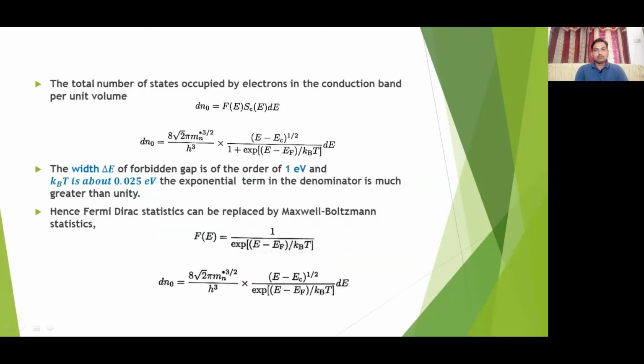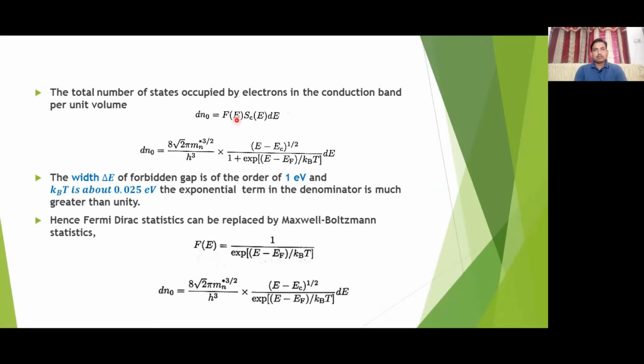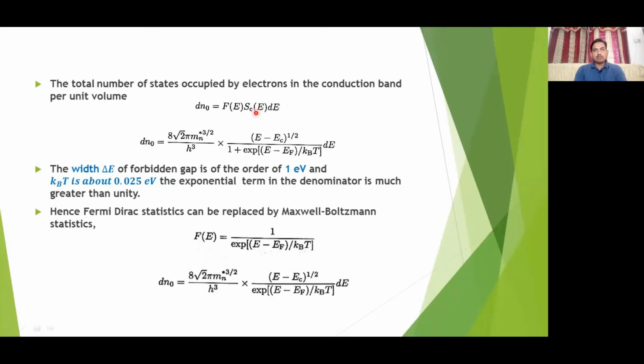So we come back toward the mathematical description of it. dn0, the concentration of electrons in the energy range dE, is equal to f of E times Sc of E. Sc is for the density of states of the electrons, and dE is the energy interval. So by substituting the values of Sc of E and f of E, you get this relationship. You simply put in the values.